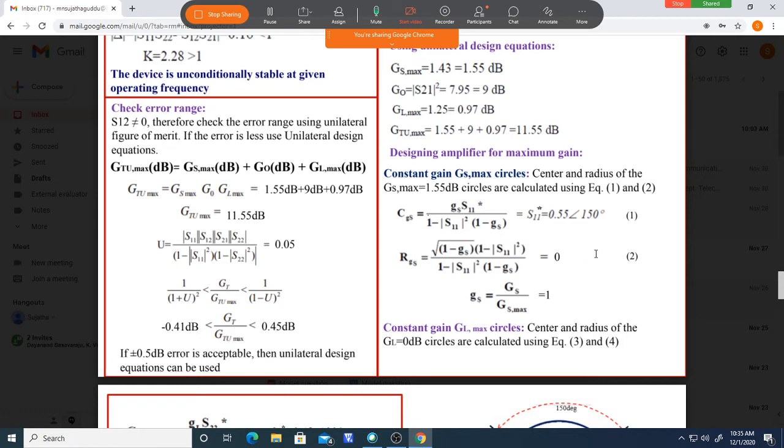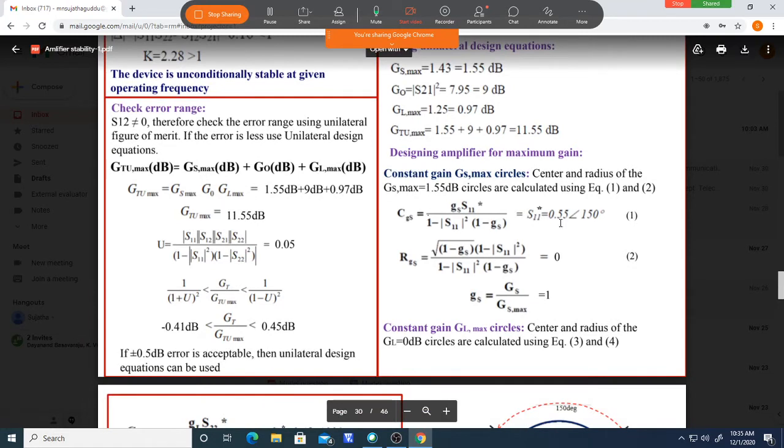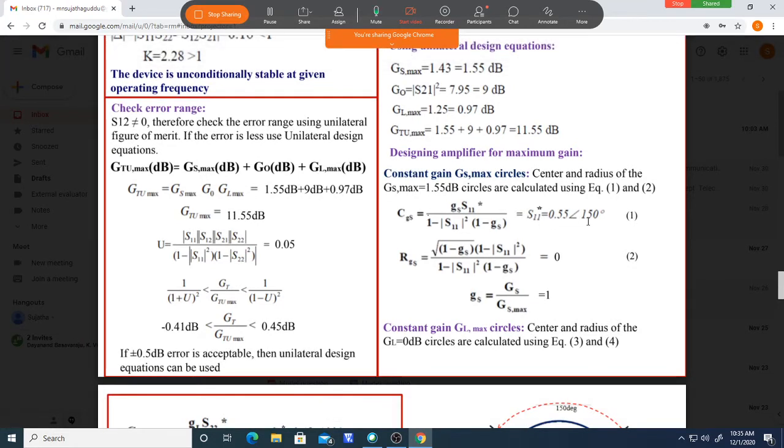Radius of the circle becomes 0 means what? Center we have here. This is the complex conjugate of S11. But radius equal to 0. That means it is a point. On the Smith chart, it becomes a point. See like this. This is the center that we got. See here, the center is 0.55 at an angle of 150 degrees.